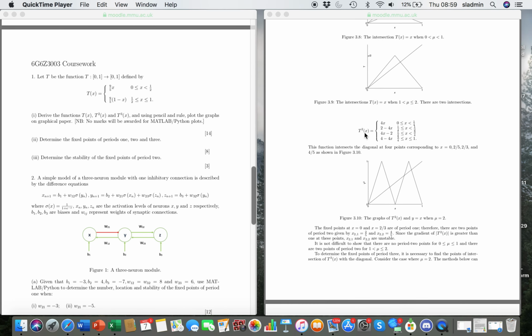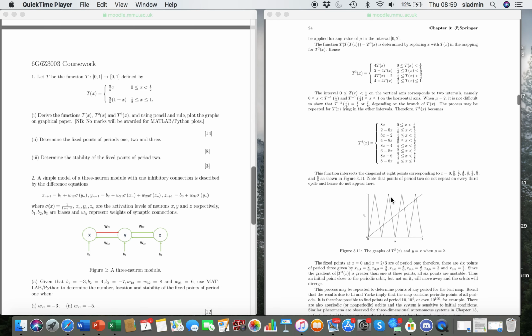Okay, so this is the map T of x, and this is the graph of T of x, and here we have T of x, and here is the graph of T of x. Now of course for your coursework you need to work with mu is 9/5, but the arguments are similar to what's used in the notes.